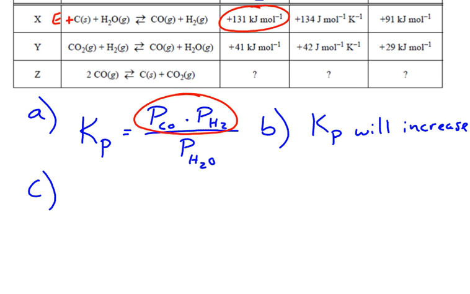C. And these are shorter, but they're all really important. For reaction Y, we're moving on. At 298, is the value Kp greater than, less than, or equal to 1? Justify your answer.